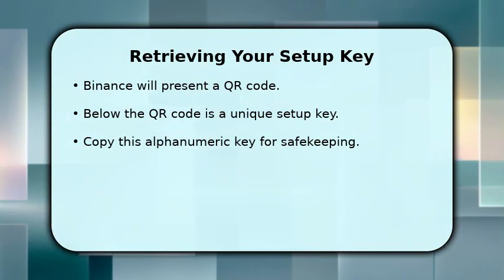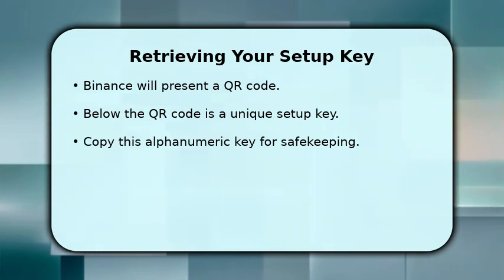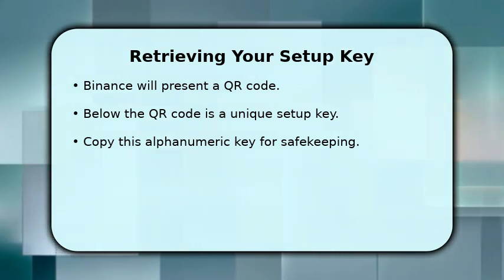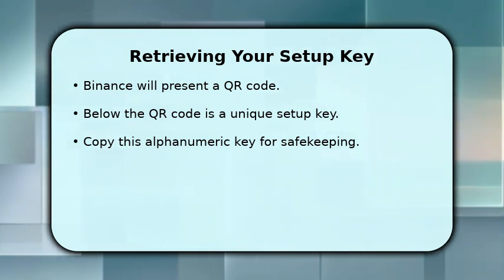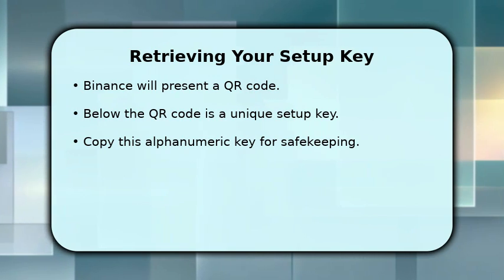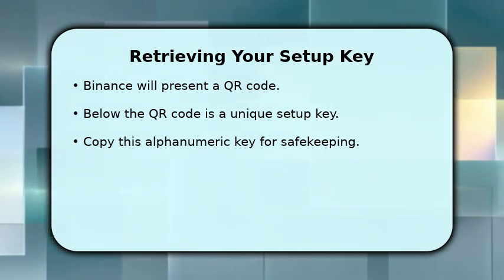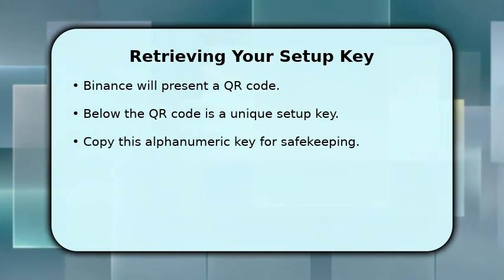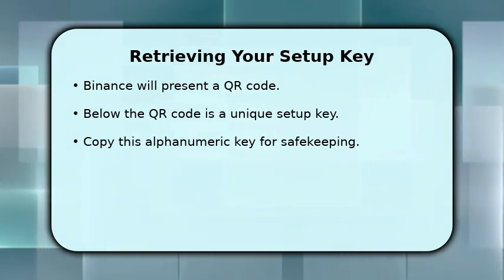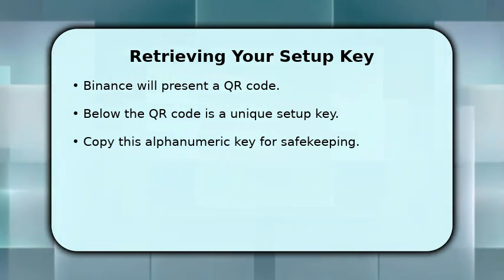After initiating the setup, Binance will display a QR code on your screen. Crucially, below this QR code, you will find a long, unique alphanumeric setup key. This key is vital for manual setup and as a backup. Make sure to copy this key accurately. It's a good practice to save it in a secure, offline location immediately.